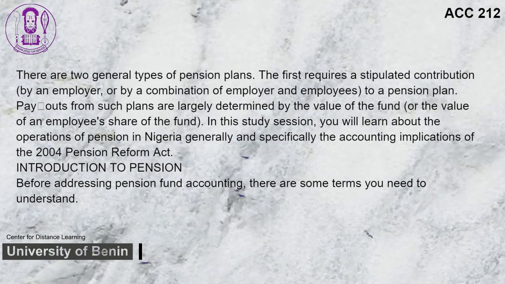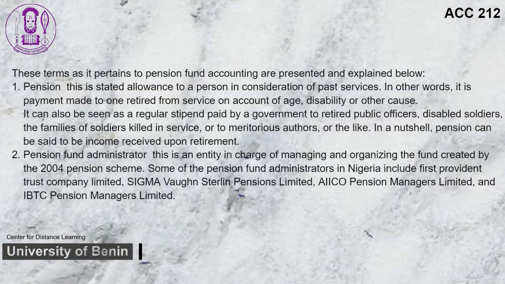Introduction to Pension. Before addressing pension fund accounting, there are some terms you need to understand. These terms as it pertains to pension fund accounting are presented and explained below. 1. Pension. This is a stated allowance to a person in consideration of past services. In other words, it is payment made to one retired from service on account of age, disability, or other cause. It can also be seen as a regular stipend paid by a government to retired public officers, disabled soldiers, the families of soldiers killed in service, or to meritorious authors, or the like. In a nutshell, the pension can be said to be income received upon retirement.